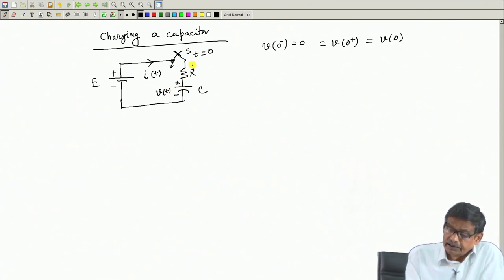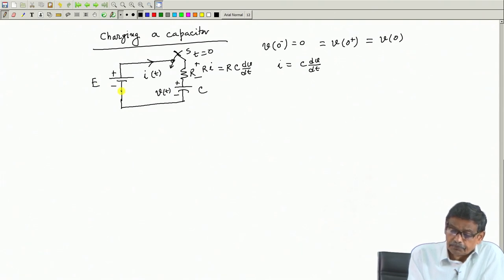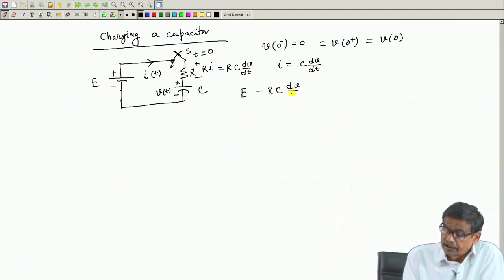Then I write down the KVL. Once you do that, this voltage drop is R into I. I is coming like this, so R I. And I, we know, is nothing but C dV/dt. So, this voltage drop will be R C dV/dt. Now, the KVL equation: I start from this point, go here, there is a voltage rise E, minus to plus. From this to this, there is a voltage drop, minus R C dV/dt, which is R I, and from this to this there is a voltage drop, plus to minus. I come to this point, then back to this, there is no drop here, and this must be 0, that is the KVL.